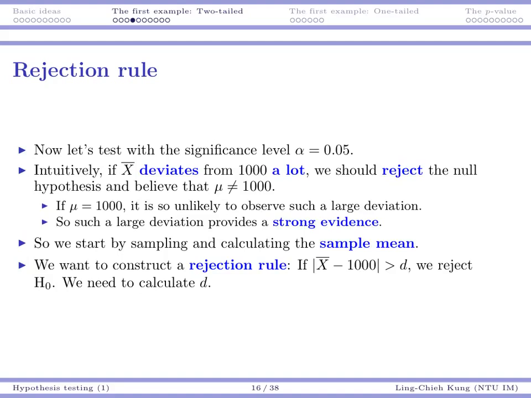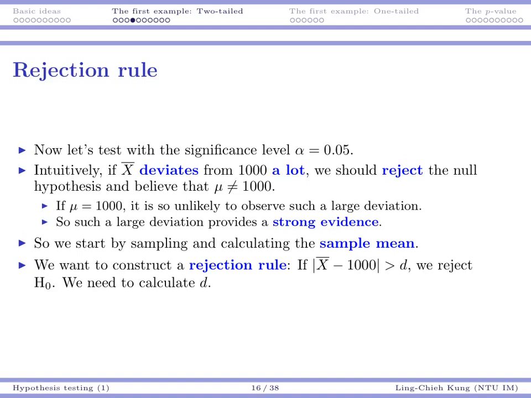Okay, and this is very important, so let me say that again. If originally, before we do anything, we assume the null hypothesis is right, and then we see an observation which is very unlikely to occur under the null hypothesis, then we have strong evidence showing that the null hypothesis is wrong. Okay, so that's the logic.